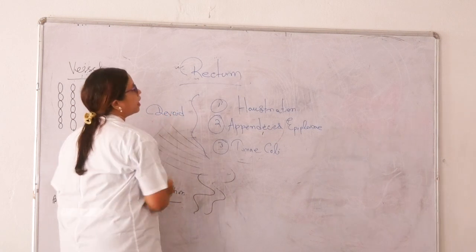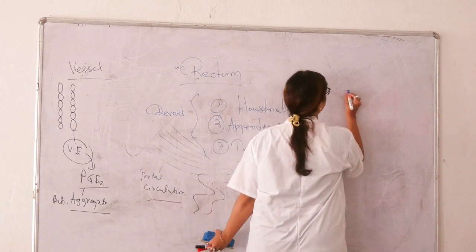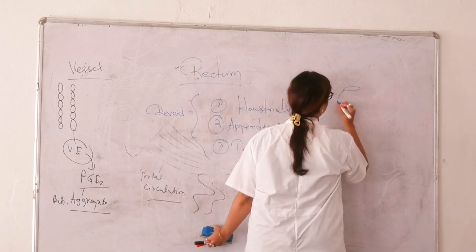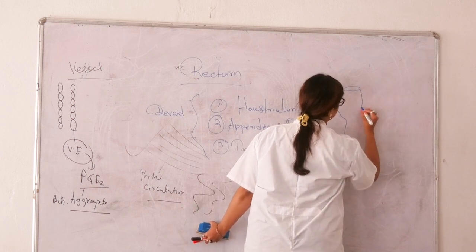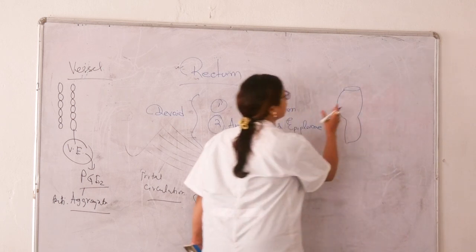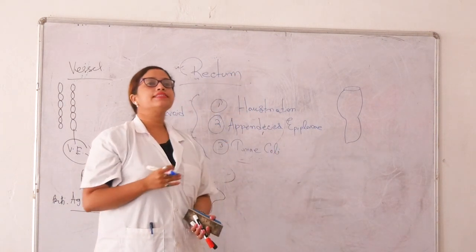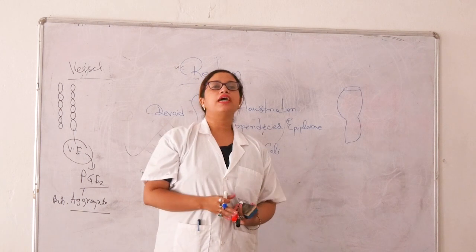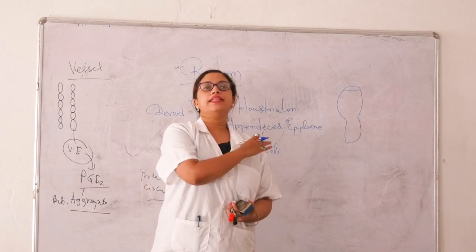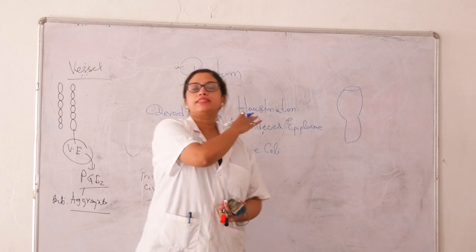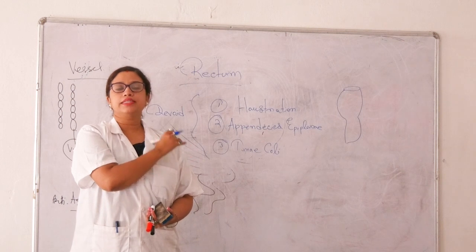And how does it look? What does the rectum look like? Okay, so the rectum looks like that. This is the initial part. It starts from the sigmoid colon. So in the rectum, these characteristics of the large intestine are absent.